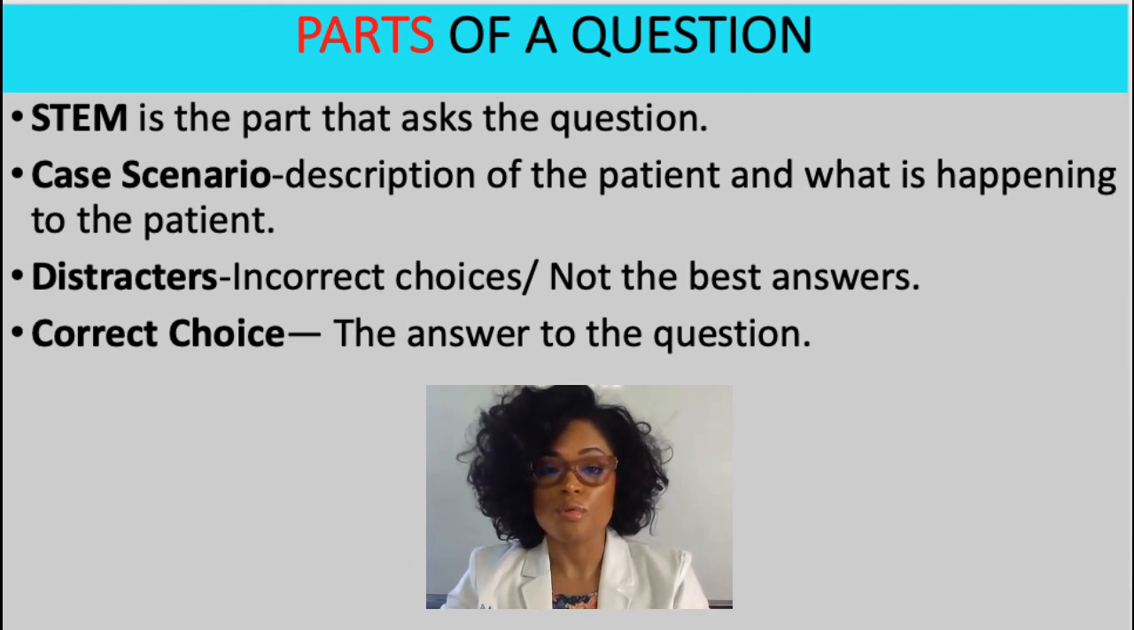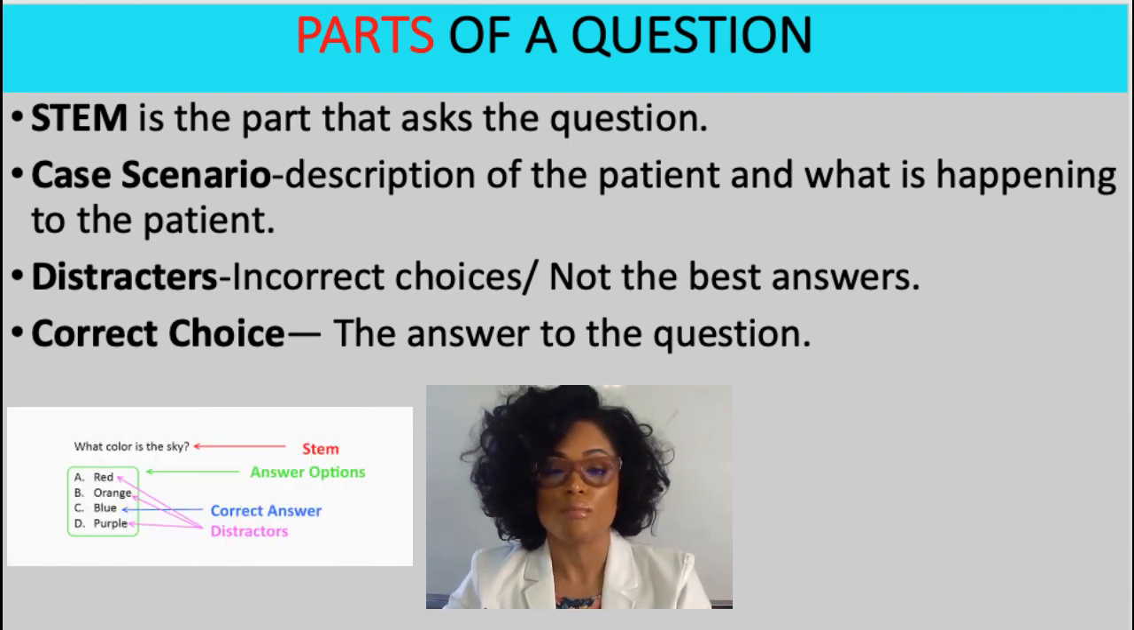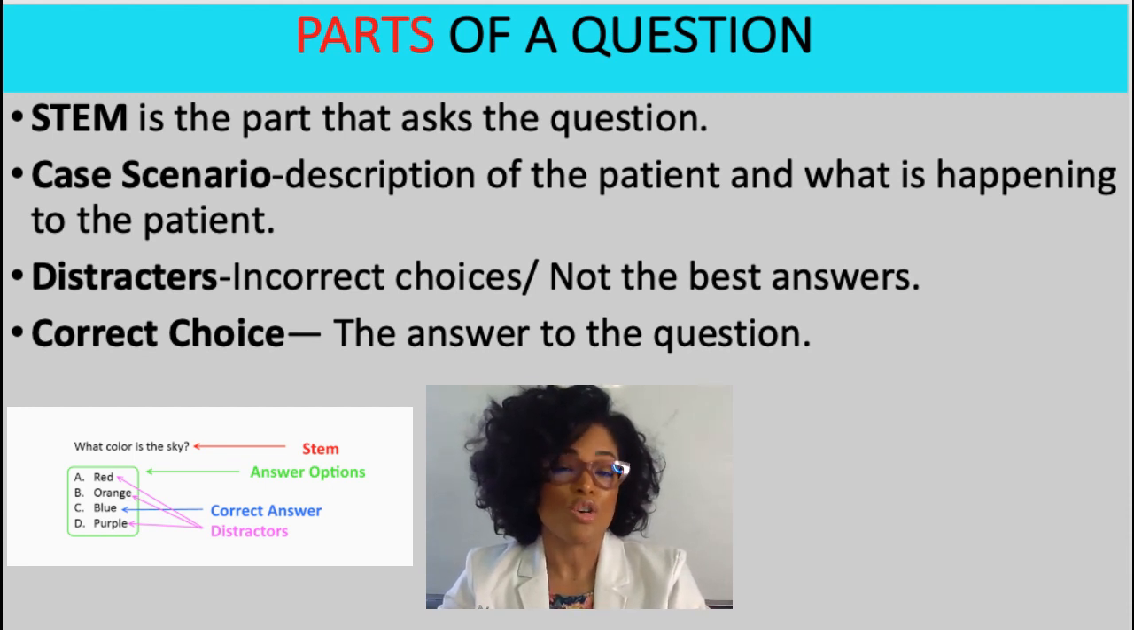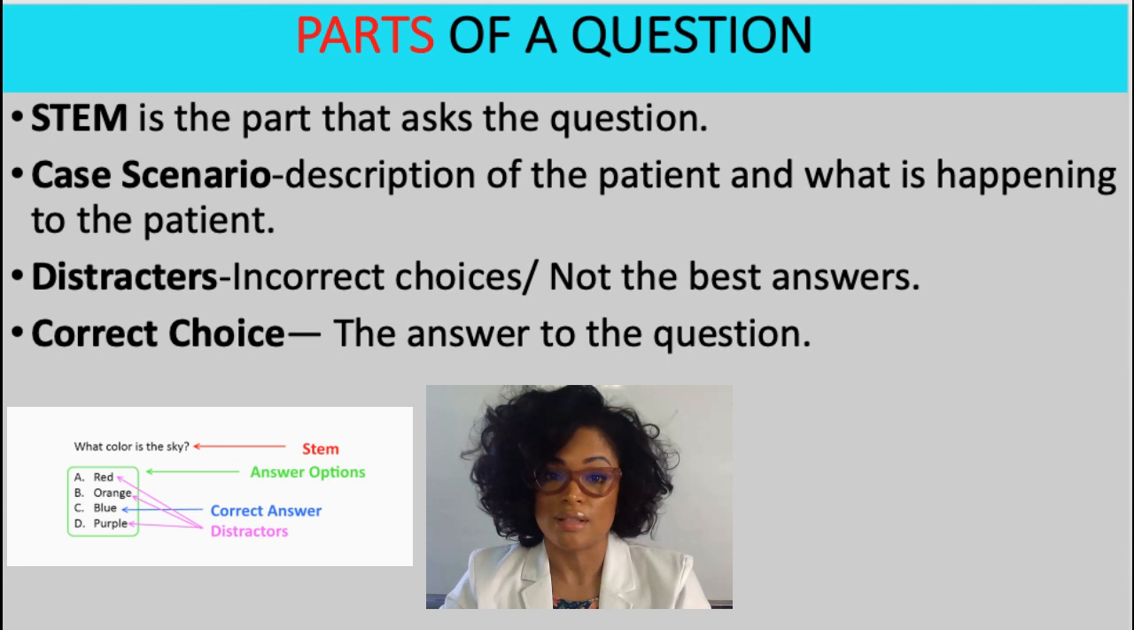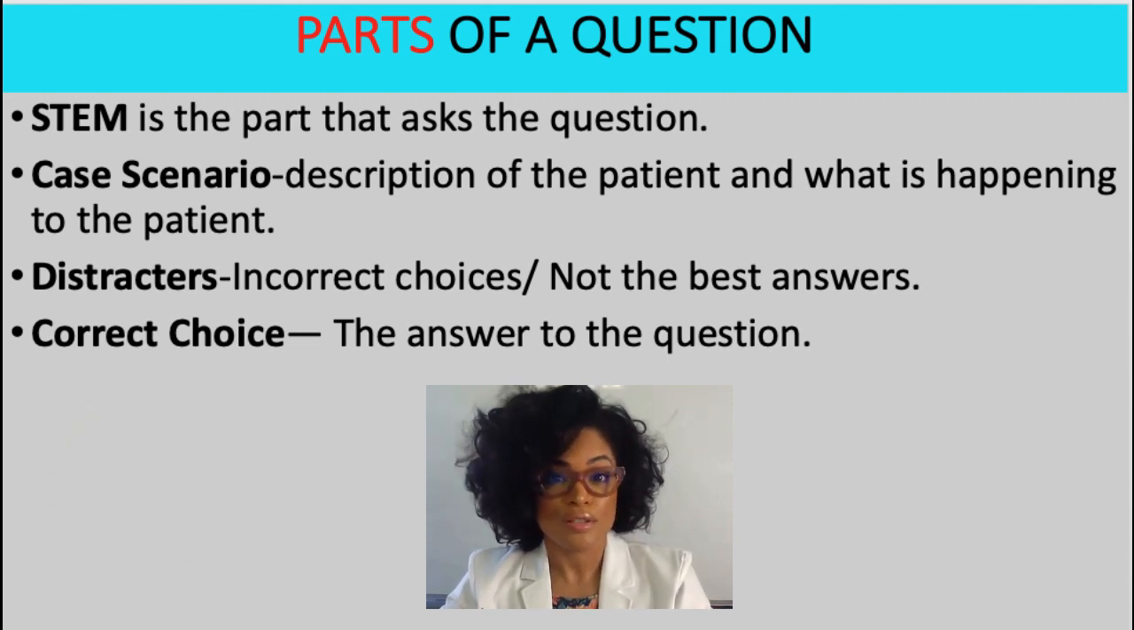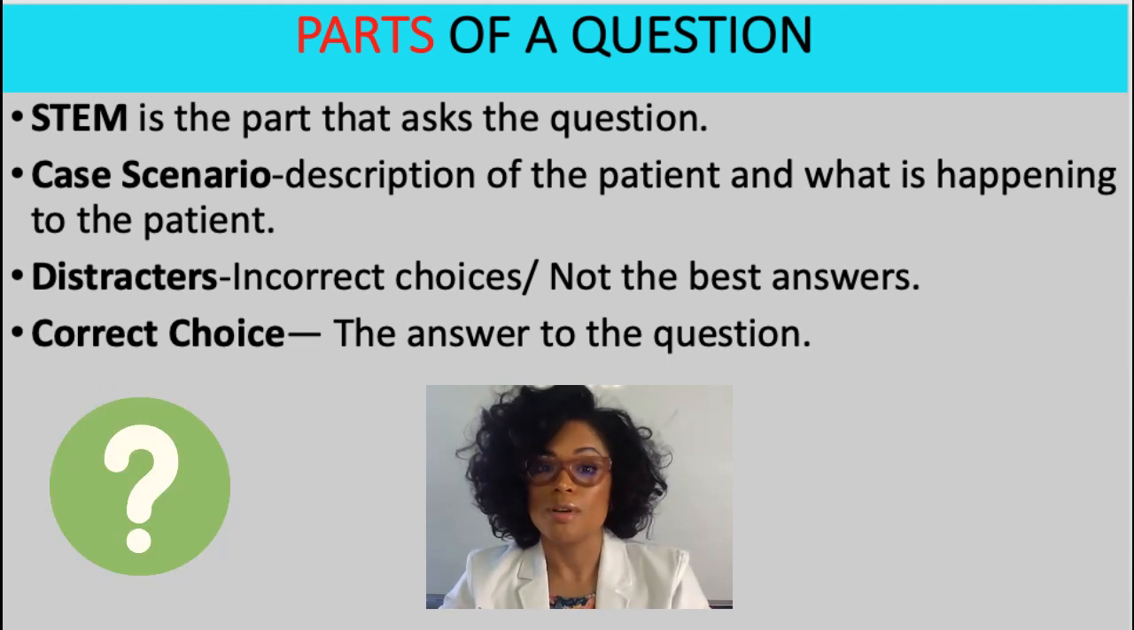Remember, when trying to improve your test-taking skills, it is very important to identify the various components of a multiple choice question. The STEM is the part that asks the question. There will also be case scenarios, which is a patient situation, and there are distractors, which are choices that are actually wrong or not the best answer. And if you know nursing tests, all of the answers usually sound right, maybe right, but which one is the best answer? Now, you have to make sure that you are analyzing each question, that you are reading each question, and that you understand what the question is asking you.